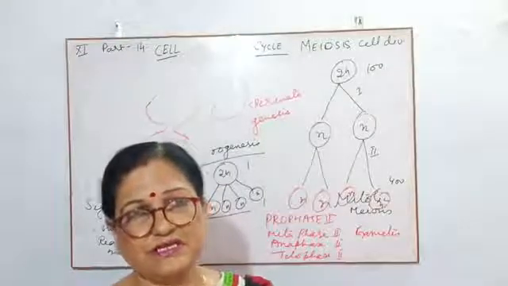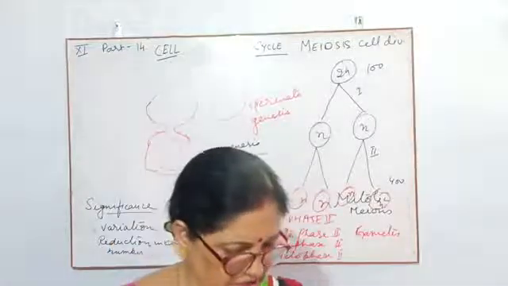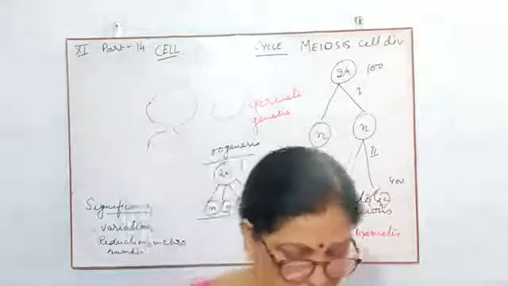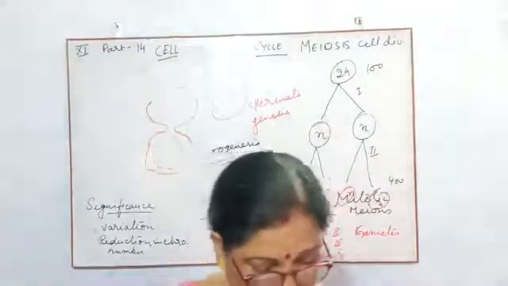There are 5 substages in prophase. So this is meiosis, meiosis 1 and 2.